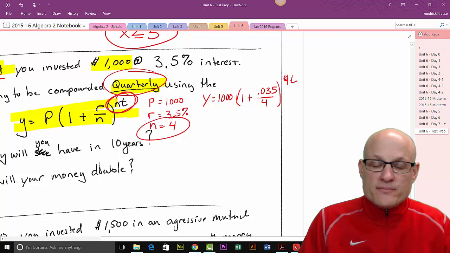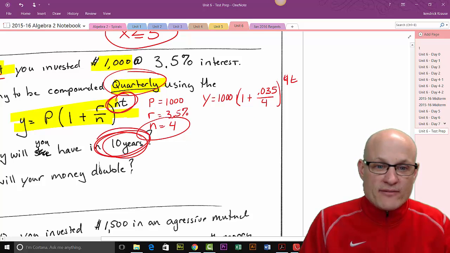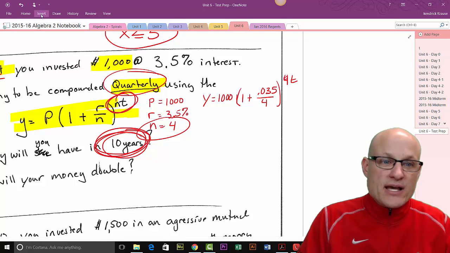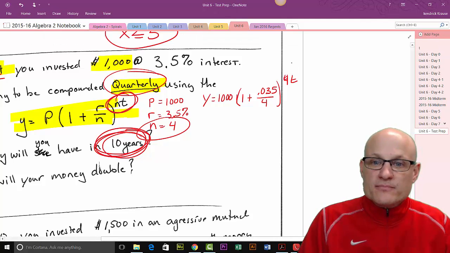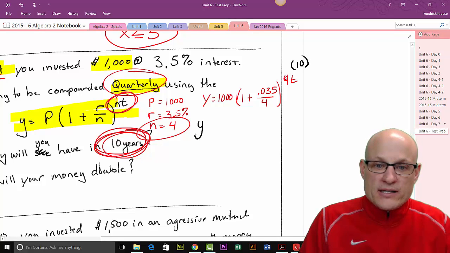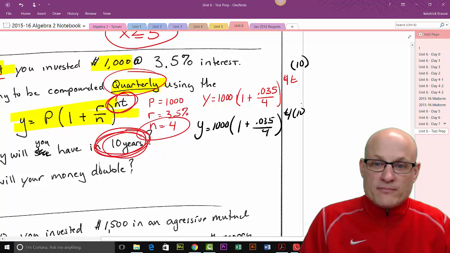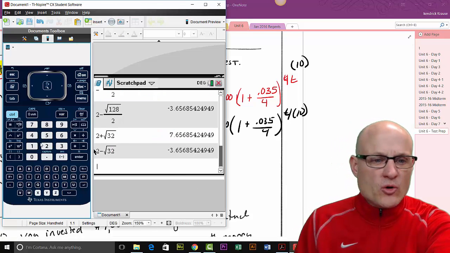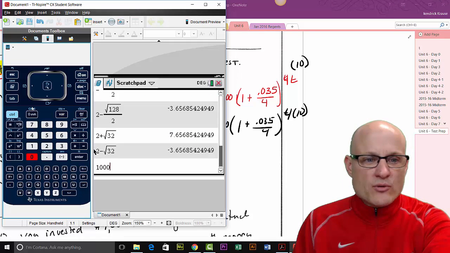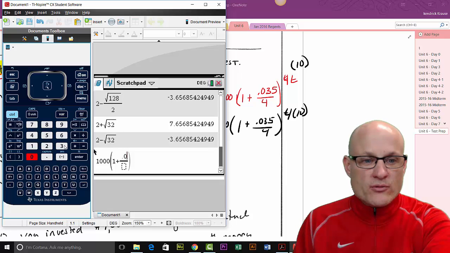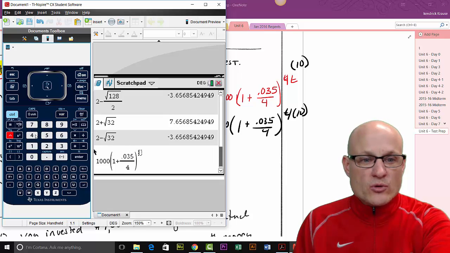So now the question says, how much money will I have in 10 years? Well, we're just going to plug 10 in here. So it's y equals 1,000, 1 plus 0.035 divided by 4 raised to the 4 times 10. All right. So 1,000 parentheses 1 plus control division 0.035 over 4 raised to the 4 times 10.